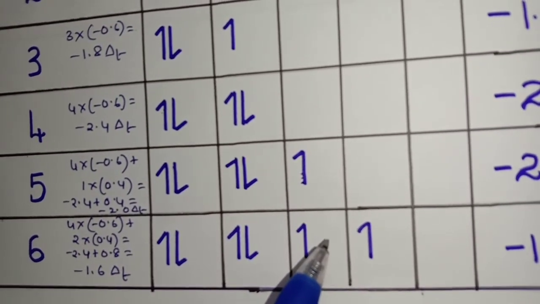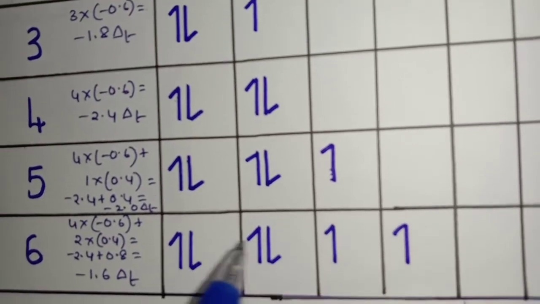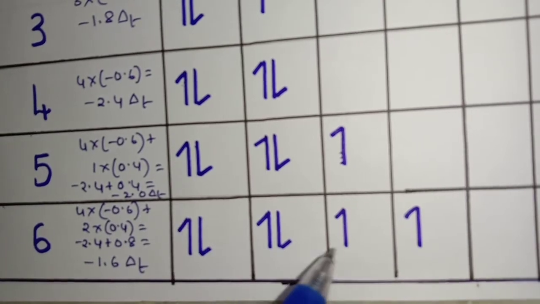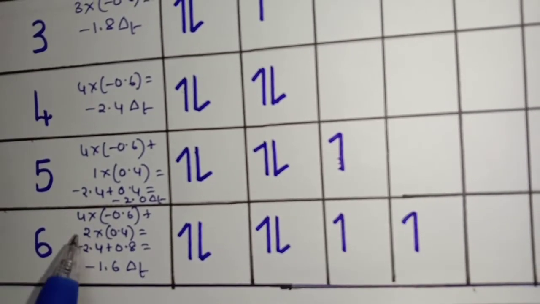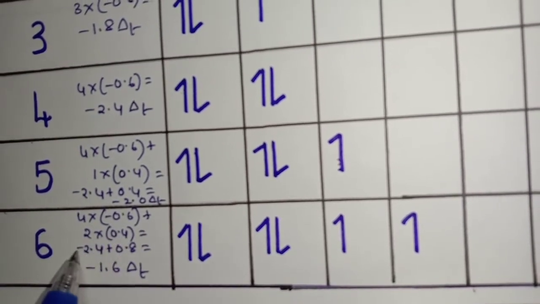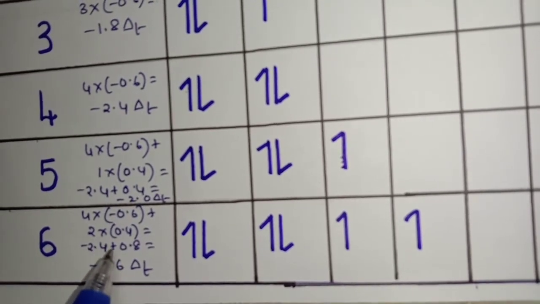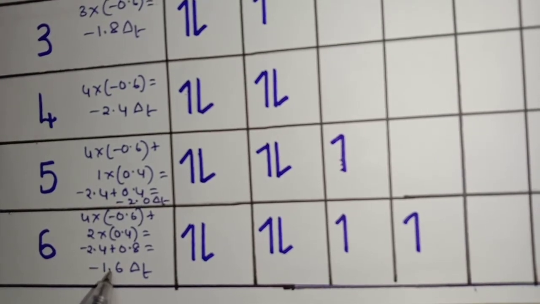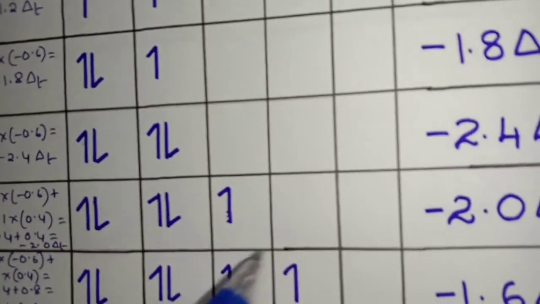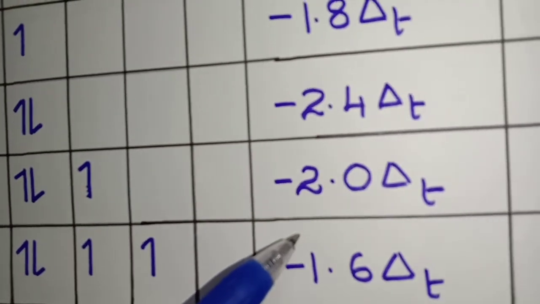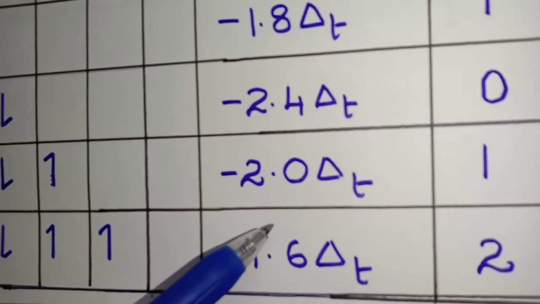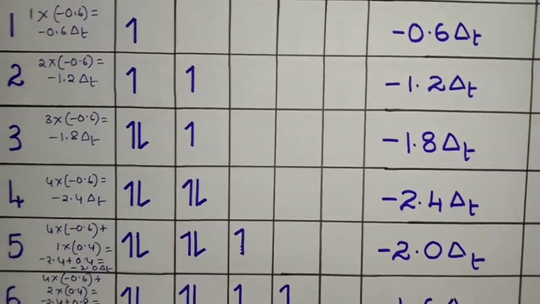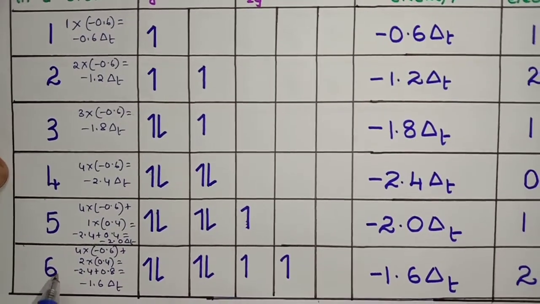Okay students, calculation of CFSE: 1, 2, 3, 4. So 4 into minus 0.6 plus number of electrons in T2G, 2. So 2 into 0.4 becomes equal to minus 2.4 plus 0.8, it is equal to minus 1.6 delta T. So the same I have written here. Number of unpaired electrons will be 2. So this is about the number of electrons in d orbital if it is 6.